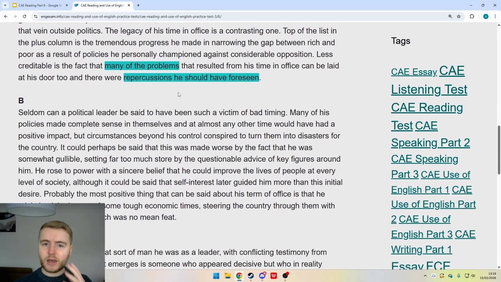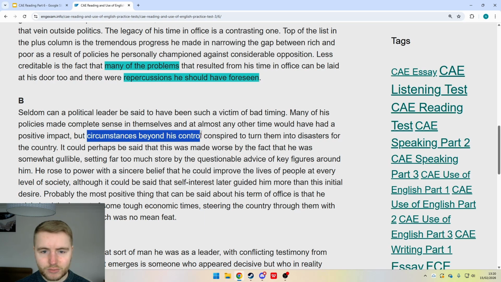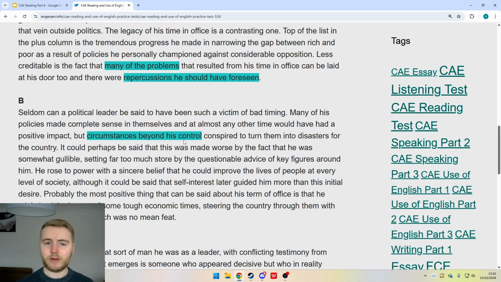Next, we move to B, and again, I'm just scanning for problems and responsible. Well, positive, no, not that section. Now, unfortunately, I actually didn't see the negative thing. Maybe I scanned a bit badly. Okay, I should scan again, and that happens sometimes. It's okay. Disasters, okay, maybe this sentence. Circumstances beyond his control. Okay. So this paragraph seems to be saying that circumstances beyond his control, that's things we can't control, things we can't help, turned them into disasters. So actually, in this question, it says that it wasn't his responsibility, it wasn't his fault. So in my notes, I write B, not responsible.